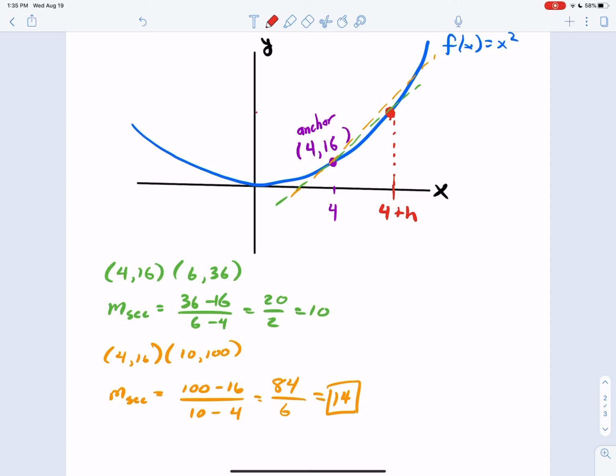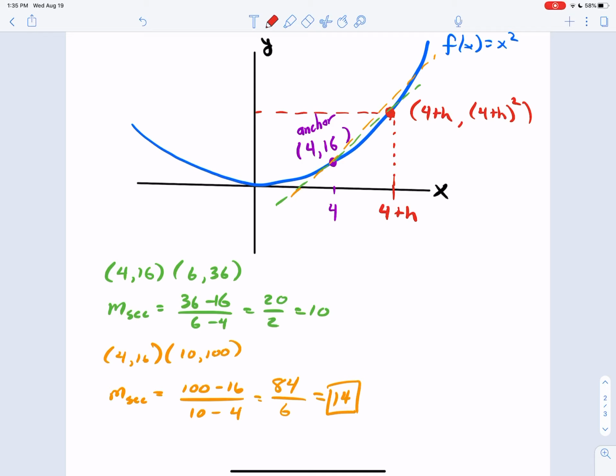Okay, now think about it. What would that point look like here? Pause and play whenever you're ready, okay? That'll come out to (4 plus h, comma, 4 plus h quantity squared).